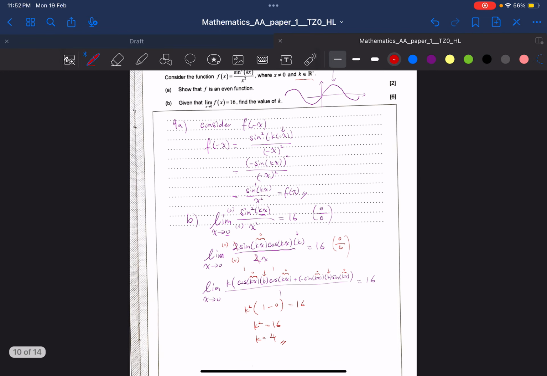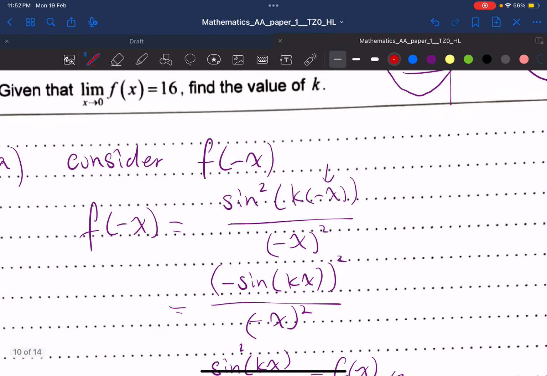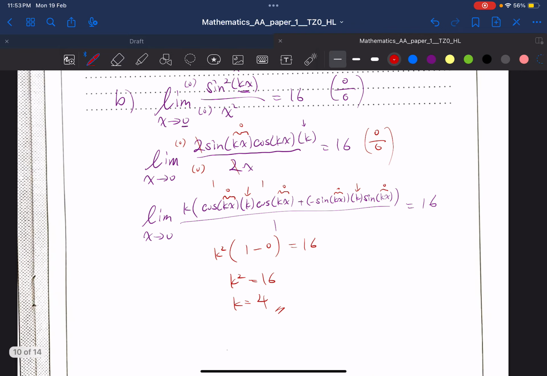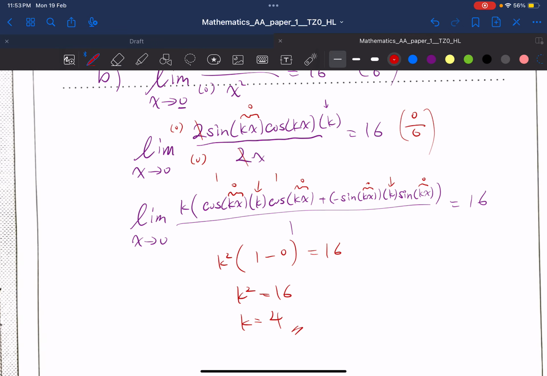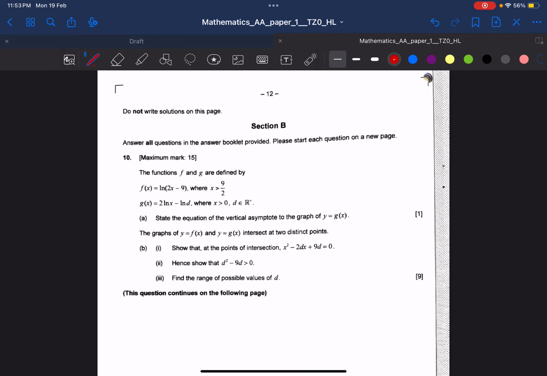This one, part A, I think some of them still might struggle with part A. They might forget that sine of negative x equals negative sine x. This is just something that you need to remember. And then the second part, just L'Hopital's rule. Just be careful of all the sine and cosine differentiation. Okay, and I'll go through part B later.